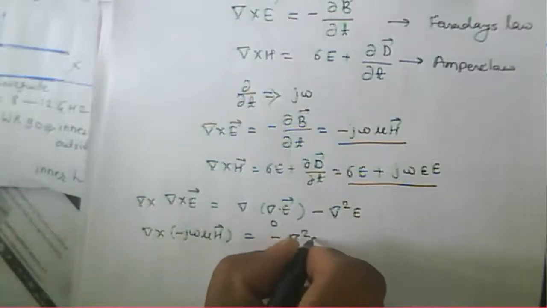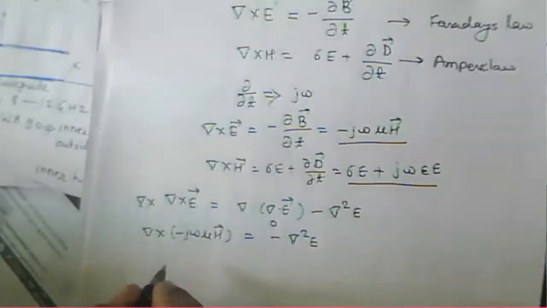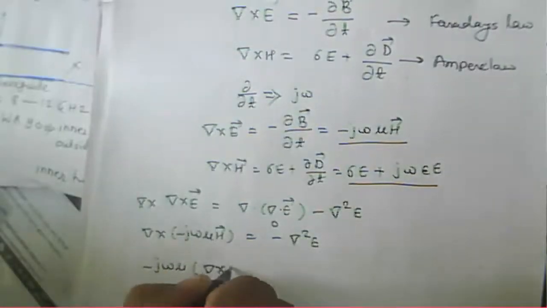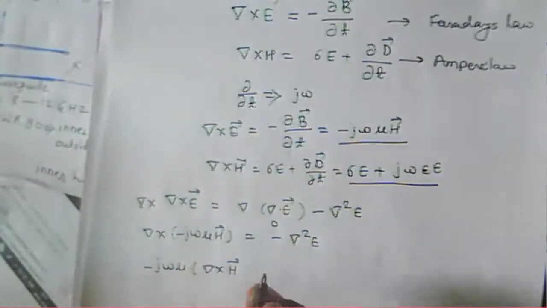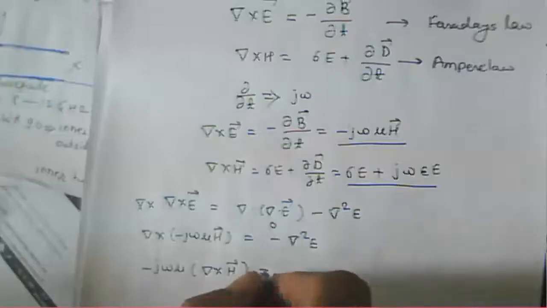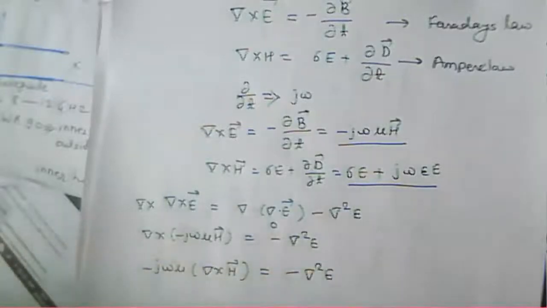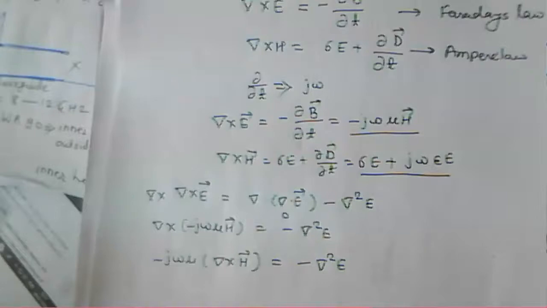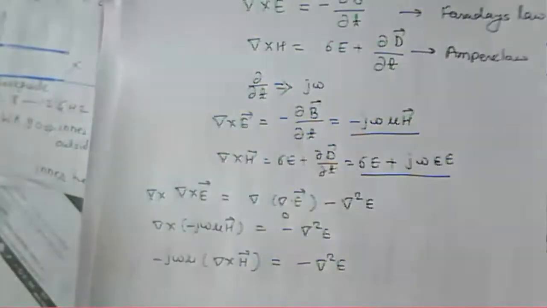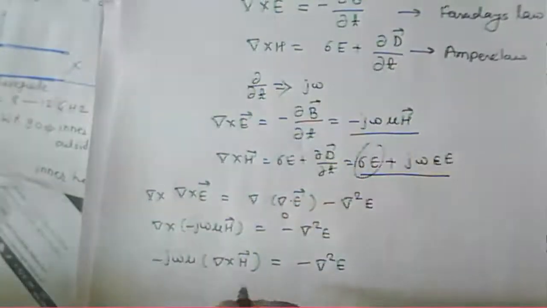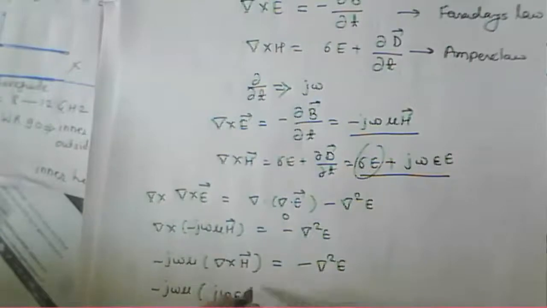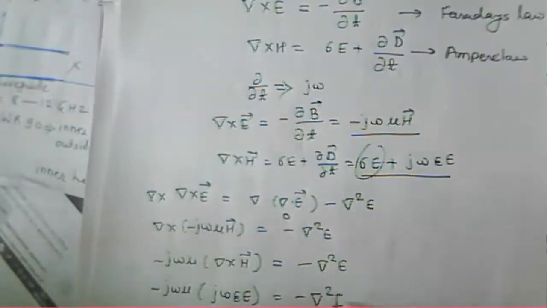This is nothing but minus del square E. Now we consider minus j omega mu and del cross H, which is equal to minus del square E. Now this del cross H is nothing but sigma E plus j omega epsilon E. We consider that it is free space now, so we have minus j omega mu into j omega epsilon E, which equals minus del square E.